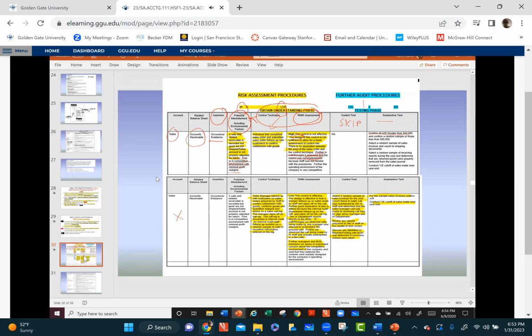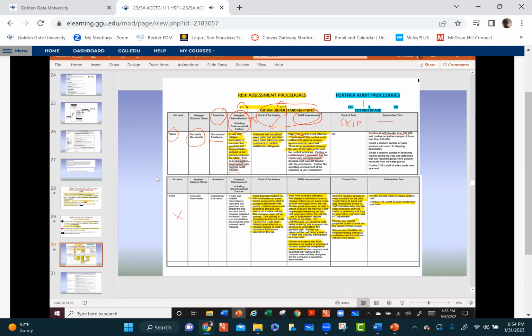Okay, so what happens? We have an account, say sales. Say we're auditing sales. And when you audit sales, which is an income statement account, you also want to think, is there another account that goes along with this that I can audit these two accounts simultaneously? Sales, assuming the sale is not a cash sale, accounts receivable might be an account that you can audit simultaneously with the sales. Okay, so you try to think of a related account. In this case, the related balance sheet account is going to be accounts receivable.